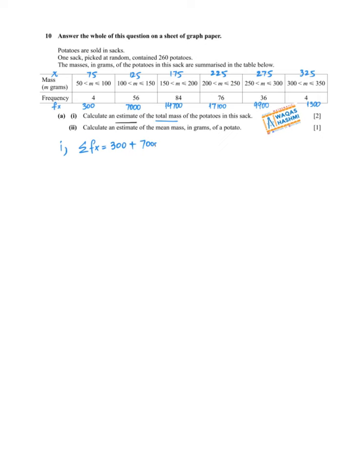300 plus 7,000 and so on. So that will sum up to 50,300. That is your first part answer.